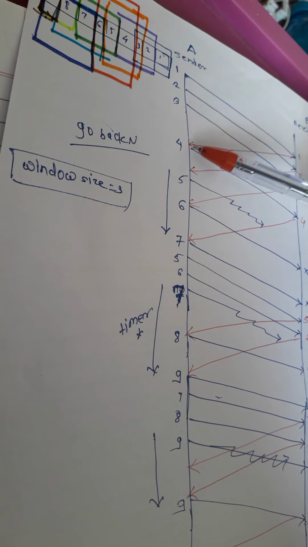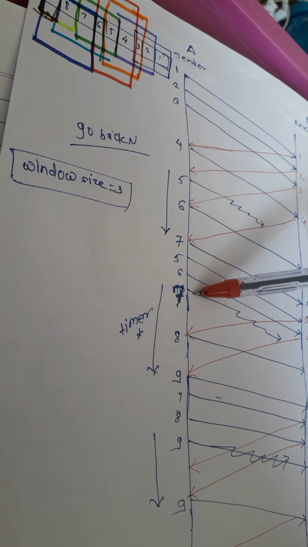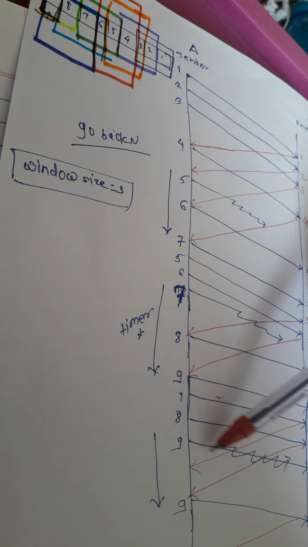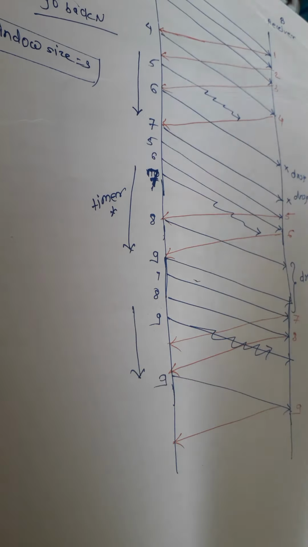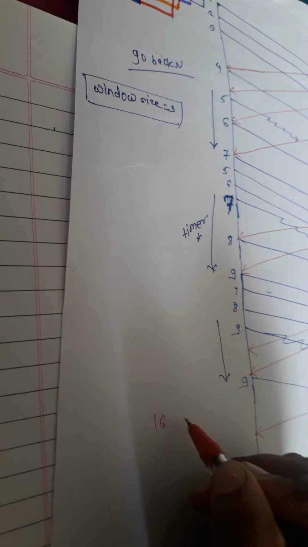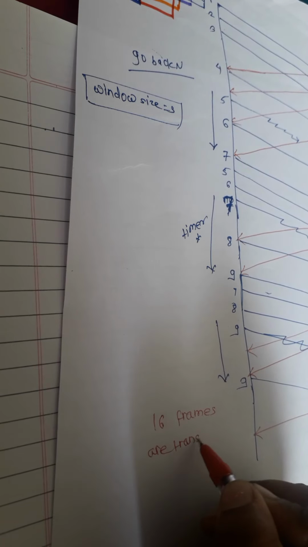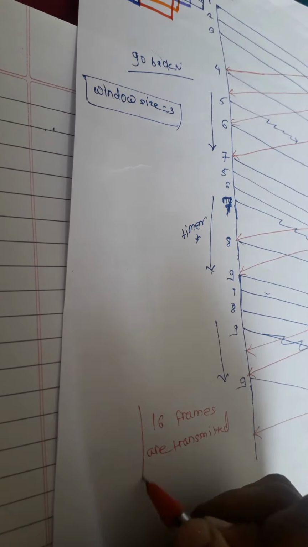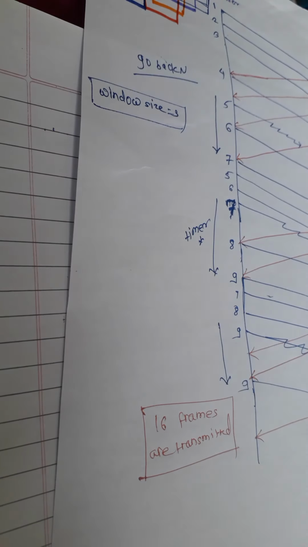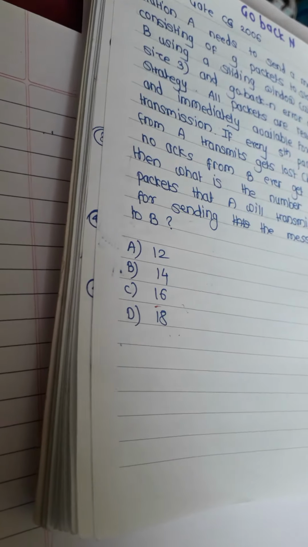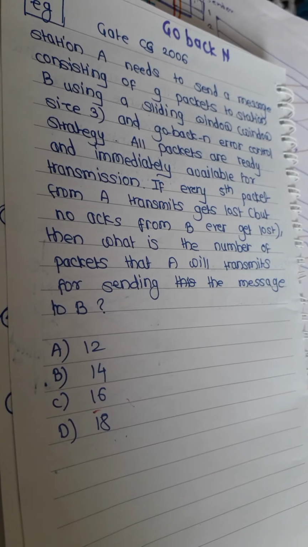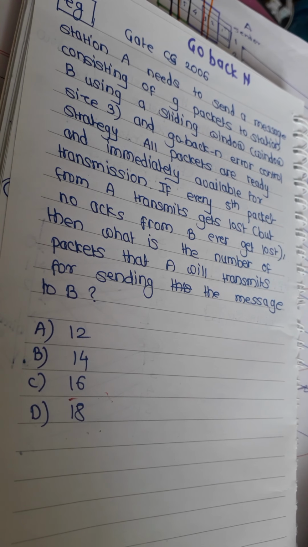So 1, 2, 3, 4, 5, 6, 7, 8, 9, 10, 11, 12, 13, 14, 15 and 16, right? So a total of 16 frames are transmitted by the sender. So the answer will be 16. I hope this example is clear to you. Read carefully the given question and then try to solve the example. Thank you.